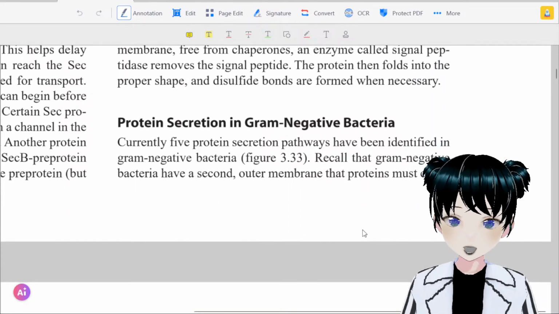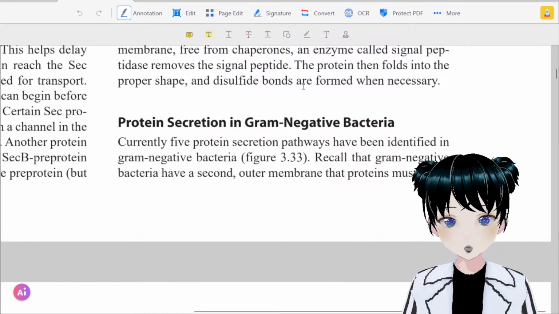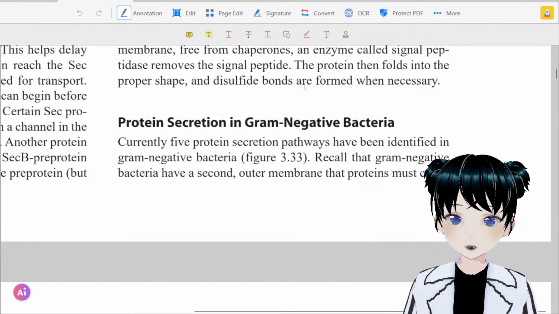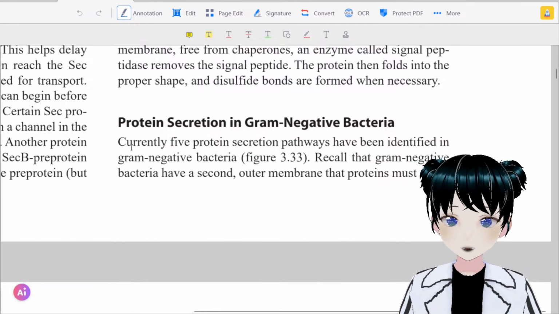Protein secretion in gram-negative bacteria. They were saying that it just folds however they want and the bondings just form however they want. I mean, the way it is designed.